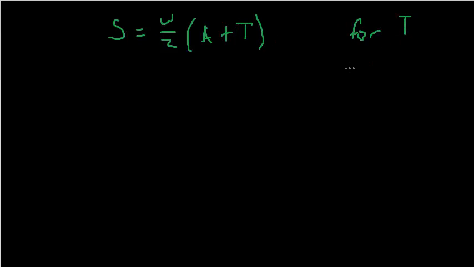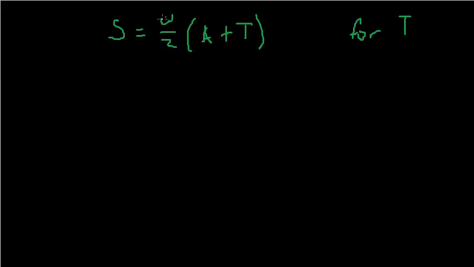Let's try one more example of this. Let's take s is equal to w over 2 times a plus t. And this time we're going to solve for t. So here we have two choices.